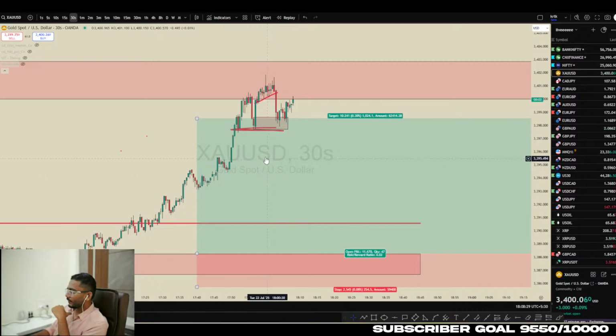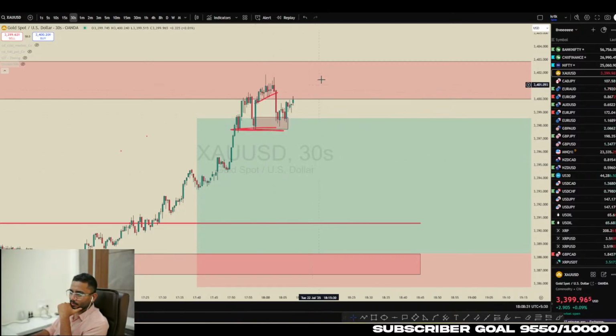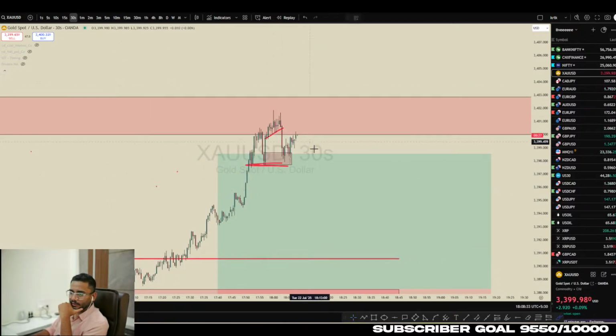On lower time frame, we can say this is the order block, and it can continue. Sometimes this works also, but for price to go to downside, it should break this area.